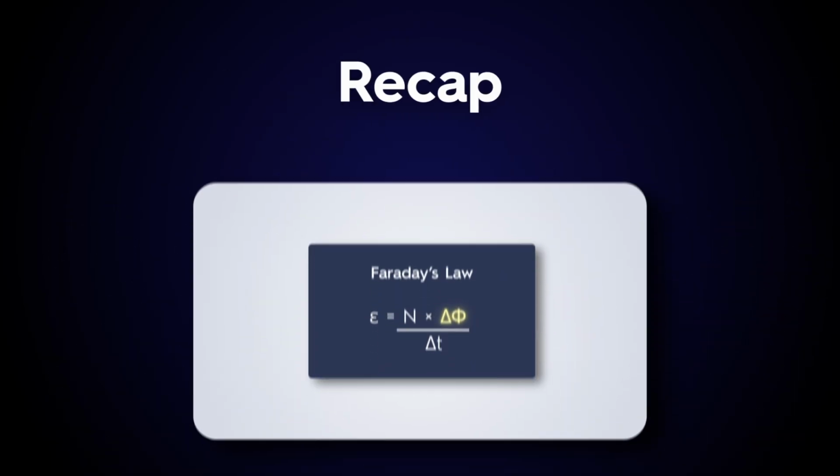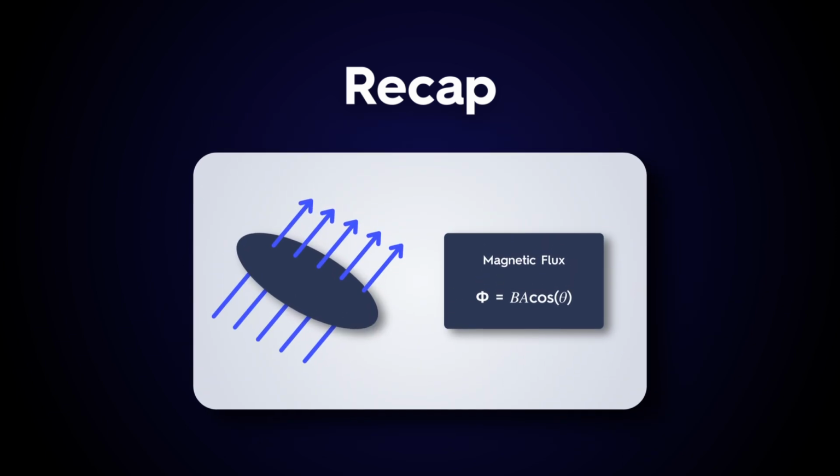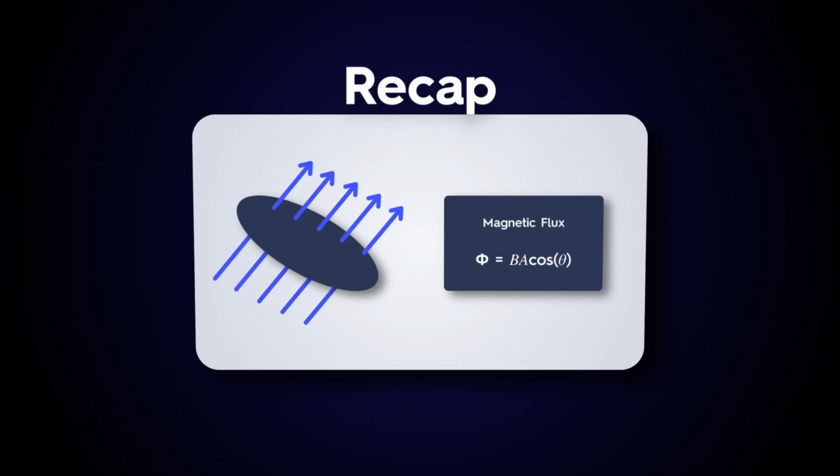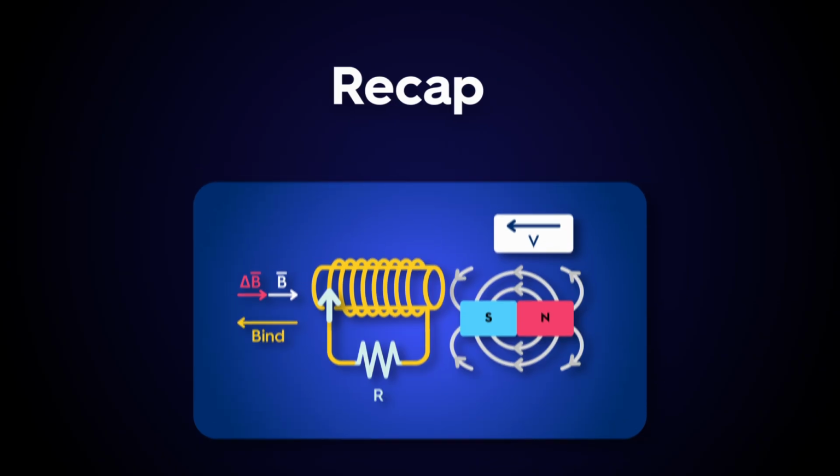To recap, Faraday's law links changing magnetic flux to induced voltage. Flux depends on field, area, and angle, so changing any of them can create an EMF. Lenz's law gives the direction. The induced current always opposes the change in flux.